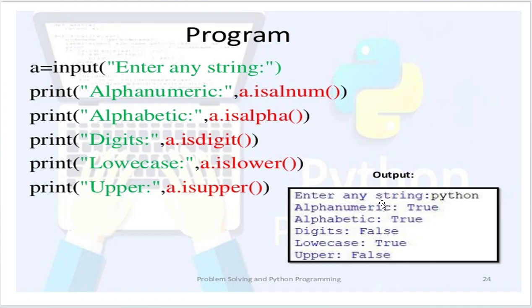So the string being entered here is Python, and you're going to check with the function isalnum, which means that it can contain both alphabets and numbers.